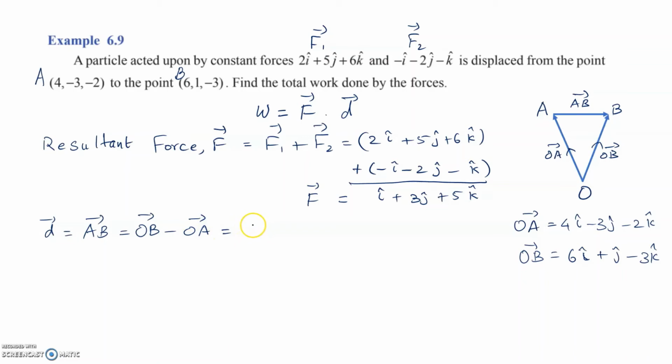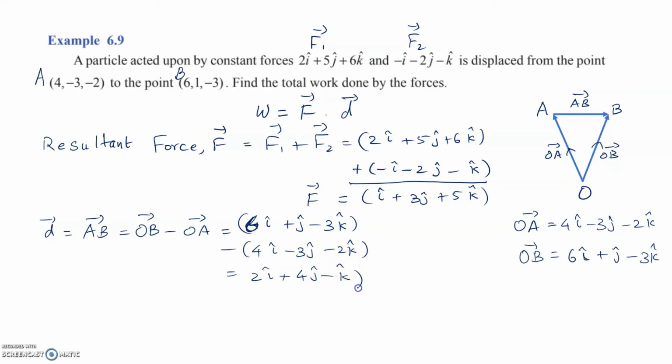Right. So let's put them down. OB is 6i cap plus j cap minus 3k cap minus of vector 4i cap minus 3j cap minus 2k cap. So that would be equal to 2i cap plus 4j cap minus and plus, so it will be minus k cap.